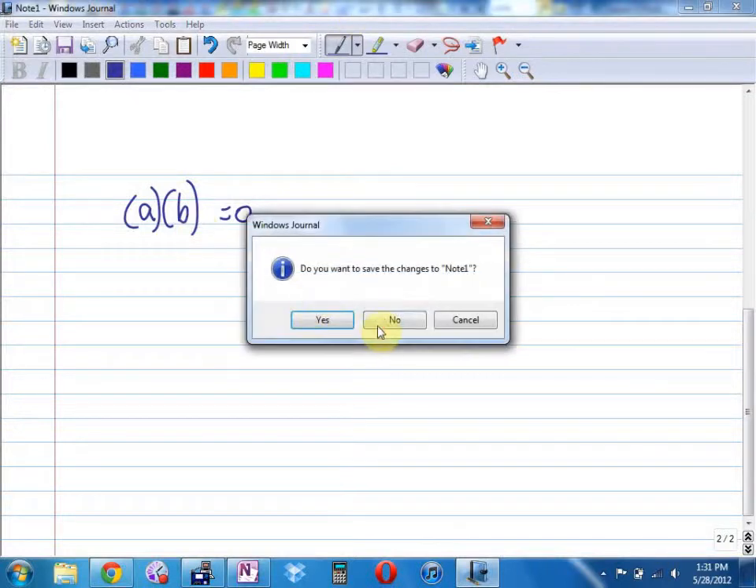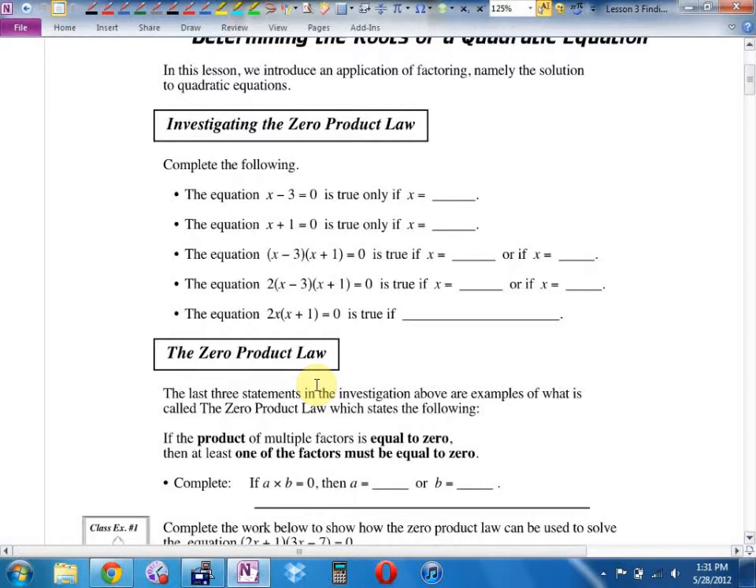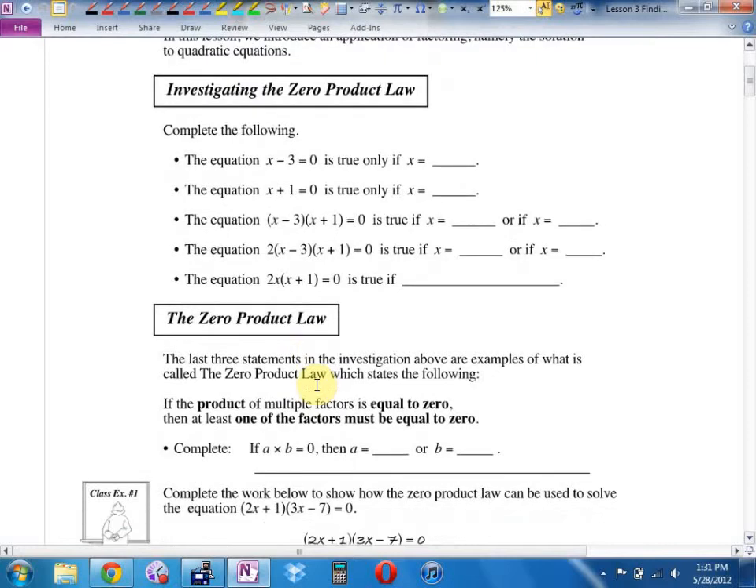You ready? Let's put all that together. It says, investigating the zero product law. The equation x minus 3 equals 0 is only true... Can you solve that in your head? What take away 3 is 0? And I'd like you to try and solve these in your head. We're going to try and get to the point, Jacob, where we can reach a certain point and then jump to the solution in our heads, showing no work for the remainder of it. What does x have to be for this statement to be true?